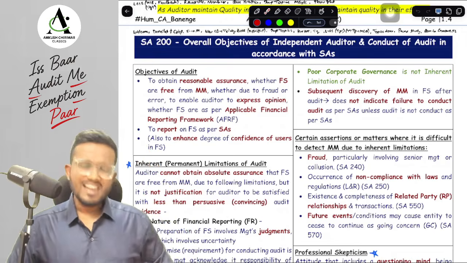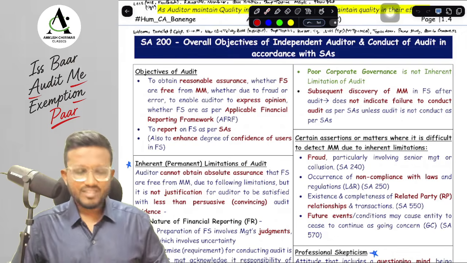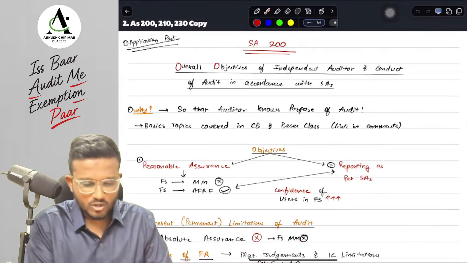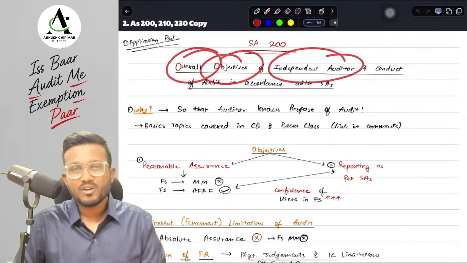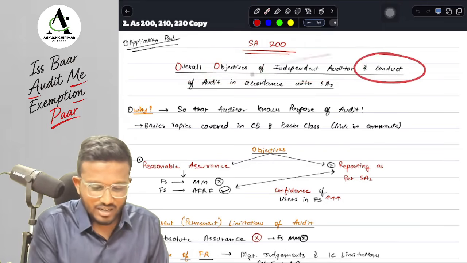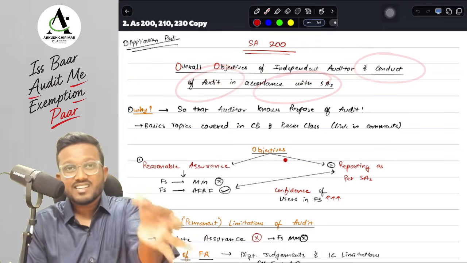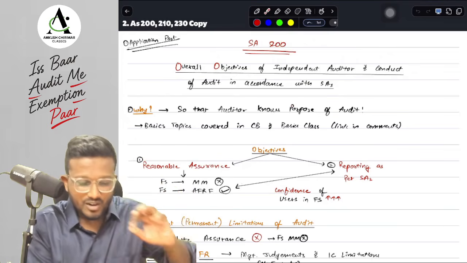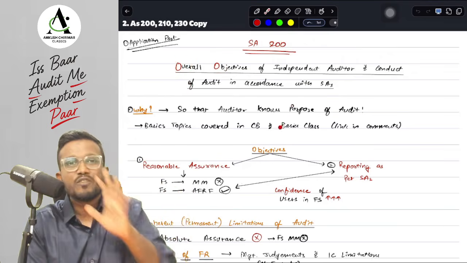Now without wasting any further time, let's start with our first standard, that is SA 200. What does SA 200 say, sir? It talks about the overall objectives of the independent auditor. We are not a normal auditor, we are an independent auditor, and the conduct of audit is as per SAs. SA 200 says that we have to do our audit as per SAs. How do we remember the name, sir? 200, here also 00, overall objectives of independent auditor.